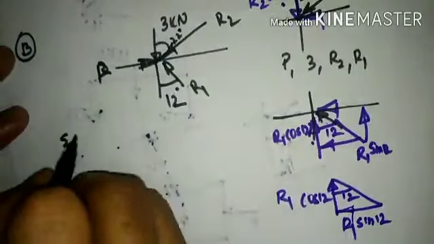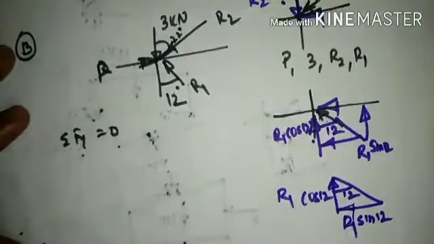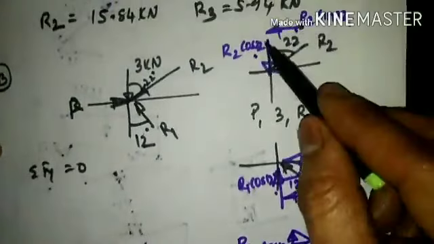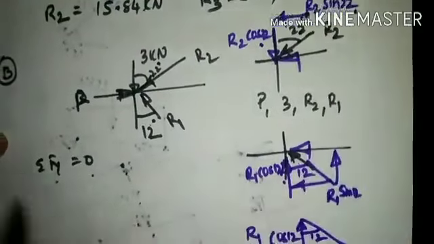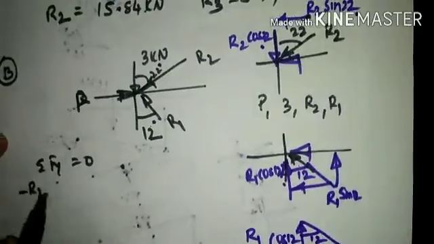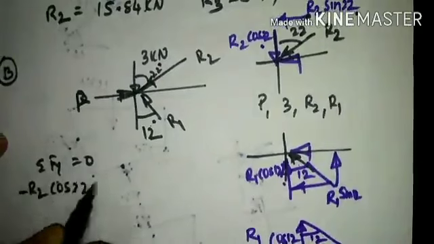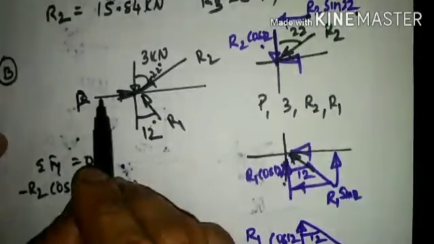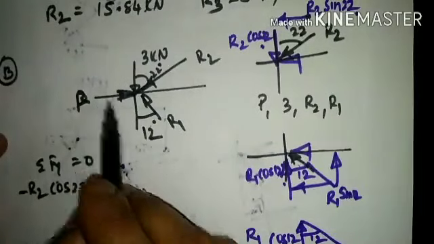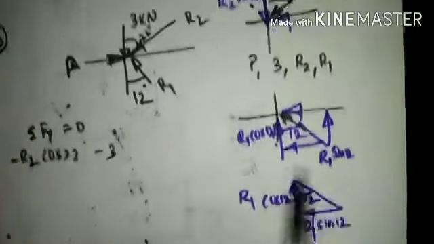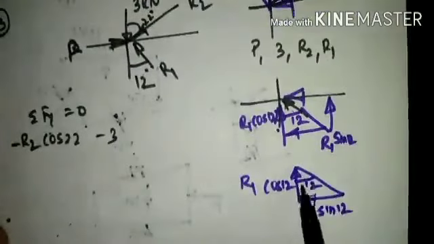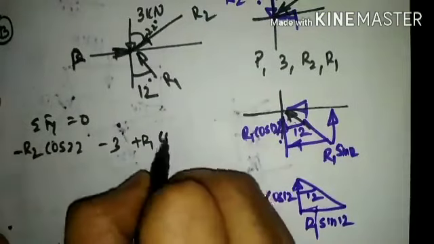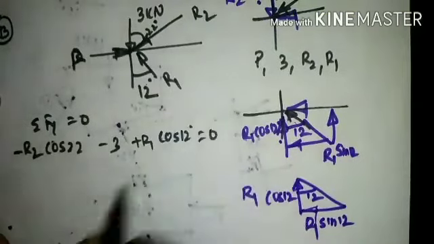So I shall apply summation Fy is equal to 0. When I apply summation Fy is equal to 0, here R2 cos 22 is downward. So minus R2 cos of 22 degrees because it is a downward force. Minus of 3 kilonewton. P shall not be considered because it's a force parallel to the X direction. R1 shall be considered for its Y component, and its Y component is upward. So plus of R1 cos of 12 degrees, that is equal to 0.